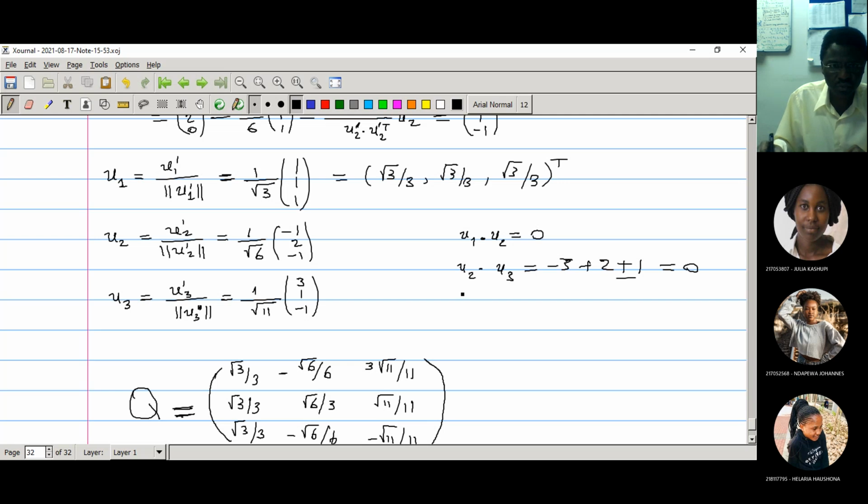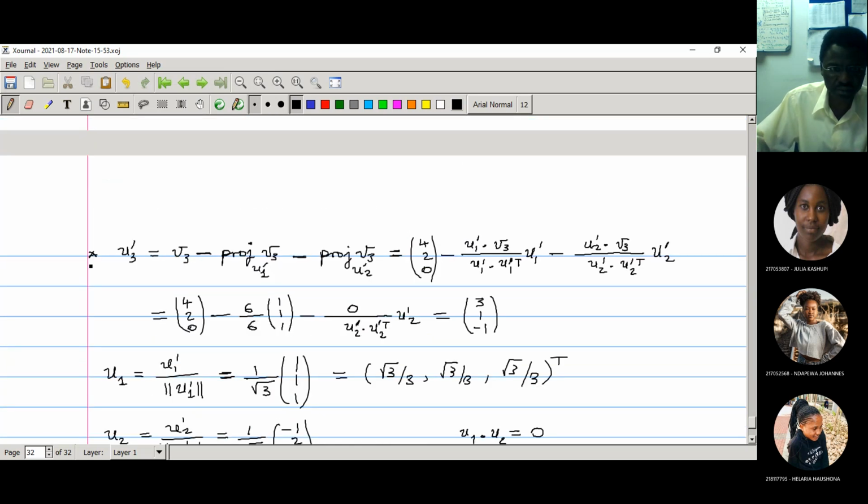So these two, so the remaining is U1 and U3. U1 dot U3. So it's the same thing. Wait, there's a problem there. U1, U3, I just multiplied this, so we're adding. Ooh, there's a problem with the last one. Because this one will give me 3 plus 1 minus 1, which is 3, not 0. So there's a problem with U3. We need to check that again. U3 is wrong.